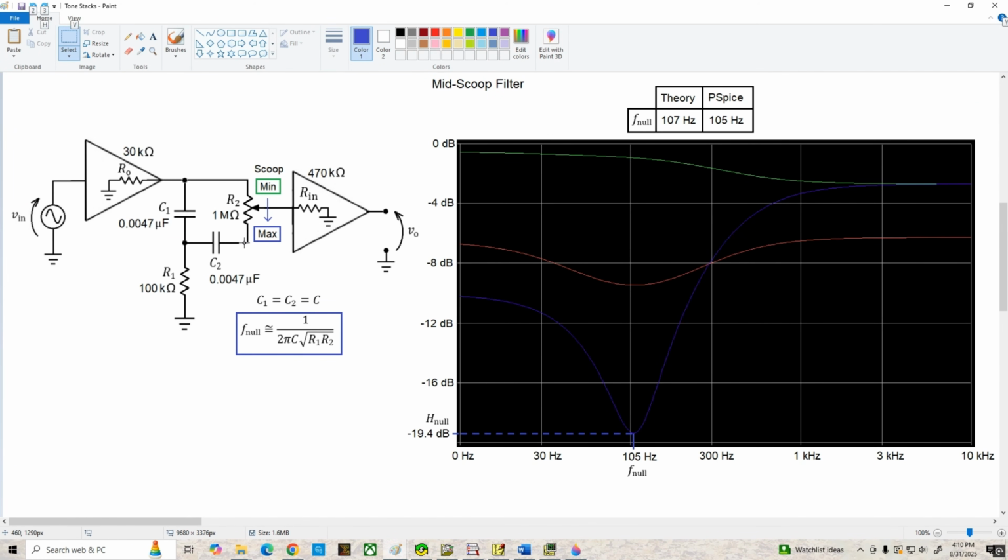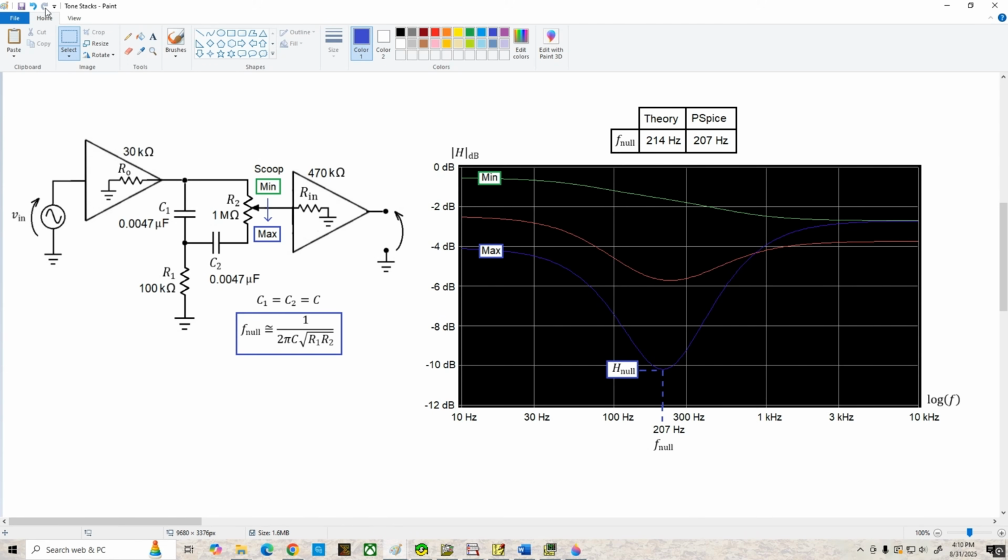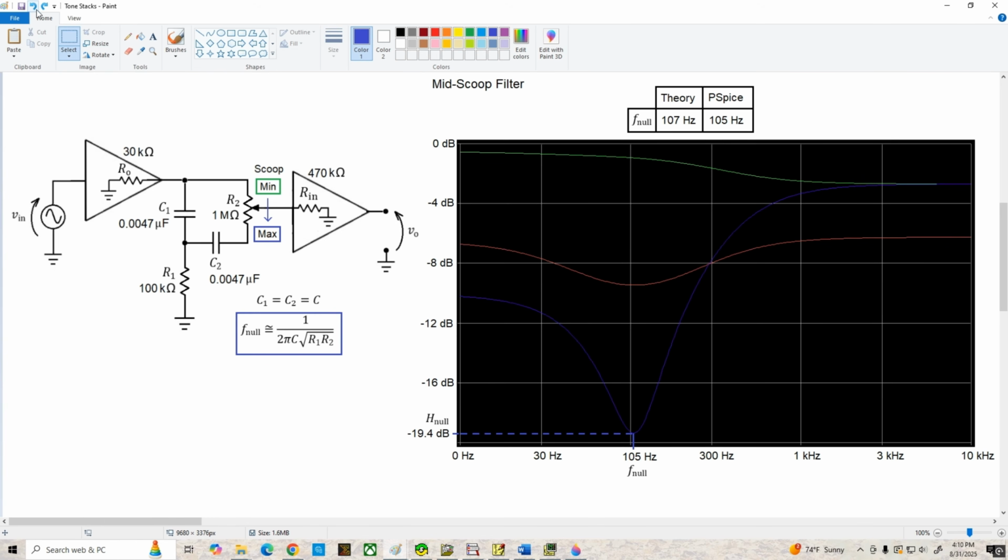So changing the potentiometer from 250K to 1 megohm decreased our null frequency from 207 Hertz down to 105 Hertz, and our null depth also increased from about minus 10 dB for the previous version to almost 20 dB for this one. And just to refresh your memory, here are the previous results we got. Our null depth was pretty close to minus 10 dB. Our null frequency was 207. Changing the pot gave us a null depth of almost 20 dB and a decrease of frequency to about 105 Hertz.